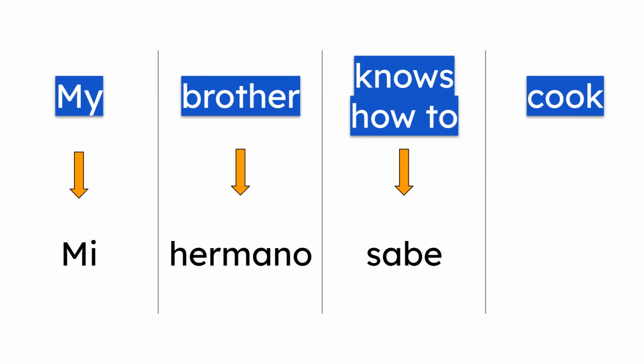Now, whenever you have this structure, to know how to do something, use the verb saber. That's right. Always, no matter what, use saber, followed by the verb in its base form without conjugation. Then it goes, mi hermano sabe cocinar. Repeat after me. Mi hermano sabe cocinar. Muy bien. I think you're ready for the second sentence.